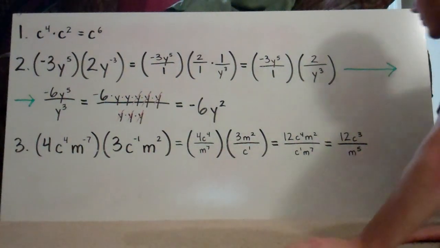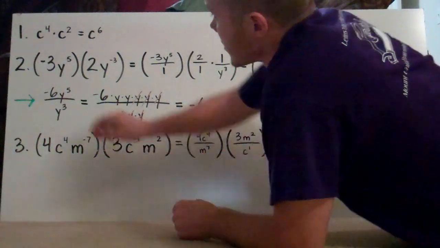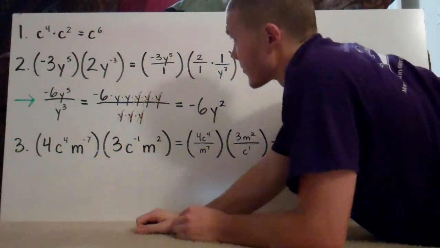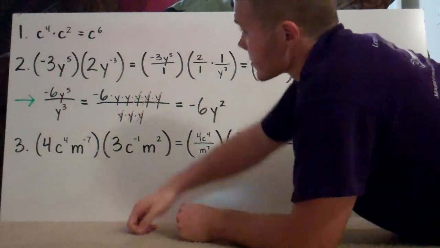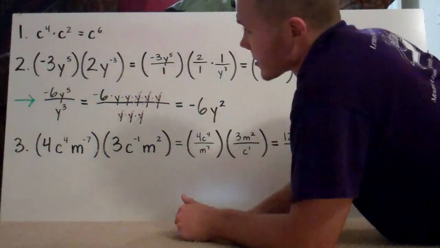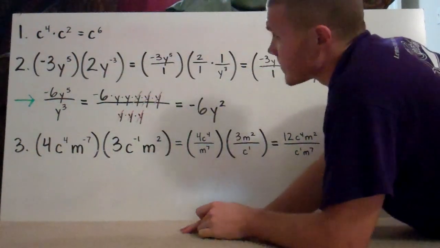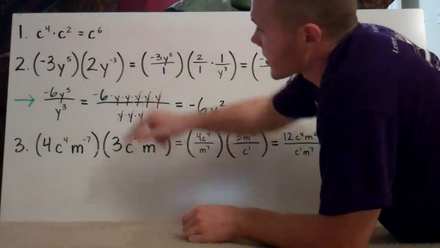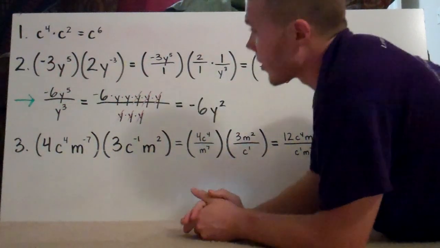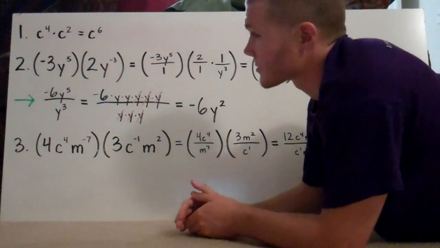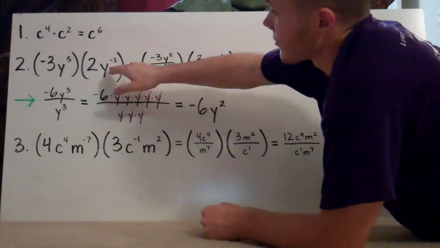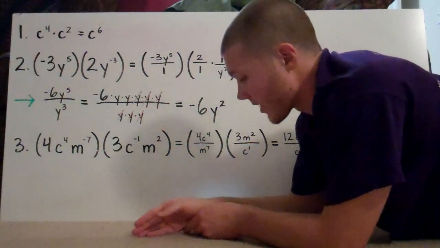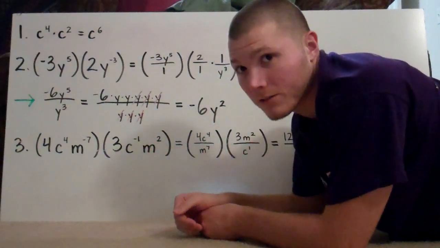So for example, c to the fourth times c to the second, same variable, all you gotta do is add those exponents. It means the same thing as c to the sixth. Next, negative 3y to the fifth times 2y to the negative third. Well, hey, look, we've got a negative exponent, which means that whatever variable or number that's attached to, we're going to want to put a 1 on top, and that variable or that term on bottom.